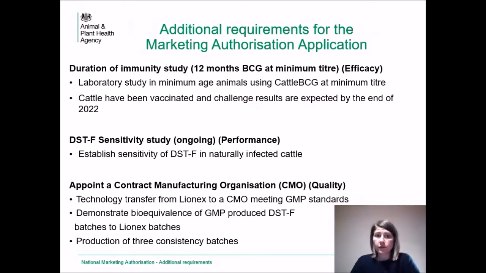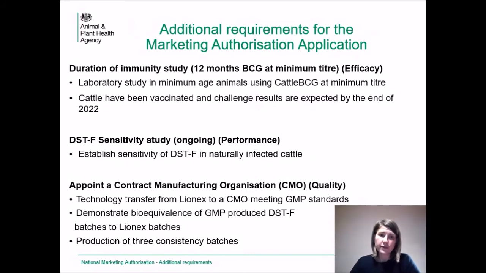So there's currently a duration of immunity study running at APHA. It's a laboratory study in minimum age animals using cattle BCG at minimum titer. Cattle have been vaccinated in summer this year and will be challenged a year later, and results are expected by the end of 2022. We also have a DSTF sensitivity study ongoing, where we establish the sensitivity of DSTF in naturally infected cattle. So if you remember, I showed data on a previous slide for the sensitivity of DSTF, but this was in experimentally infected cattle.